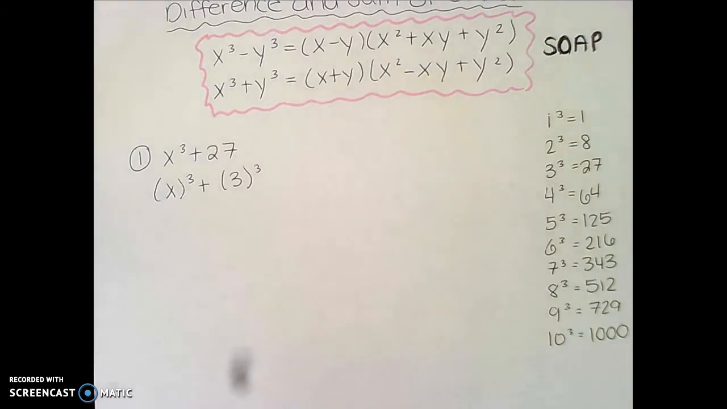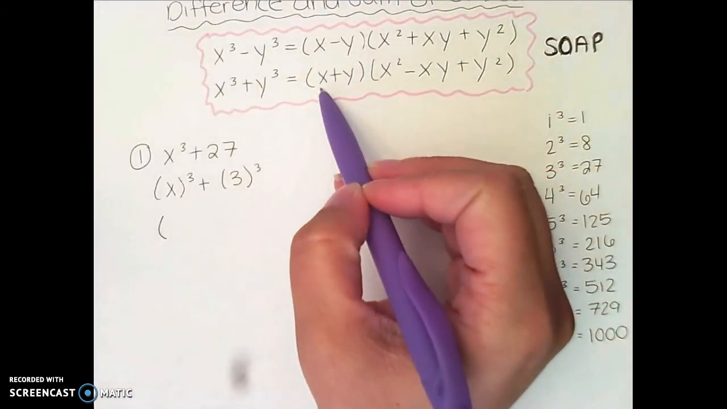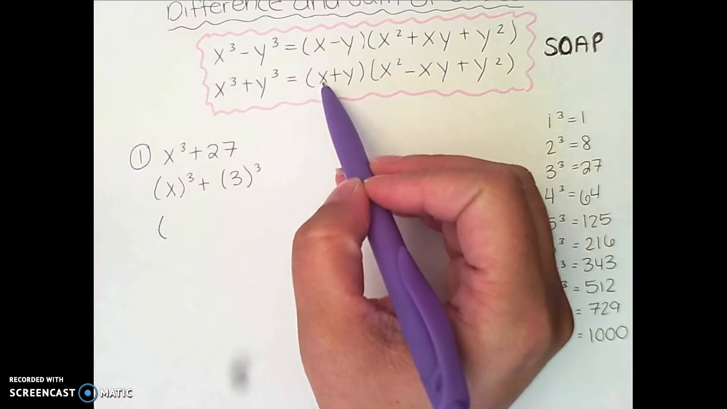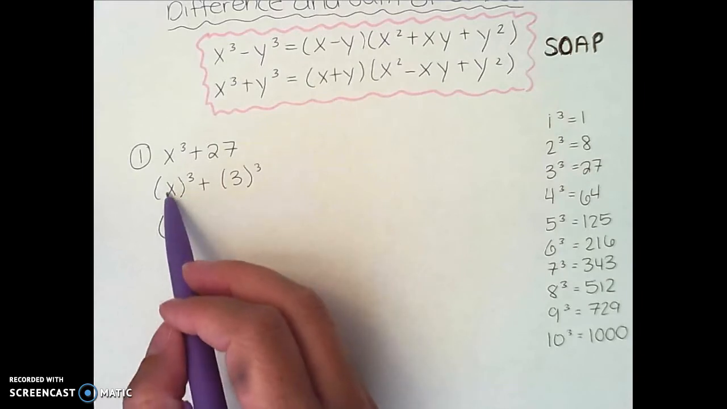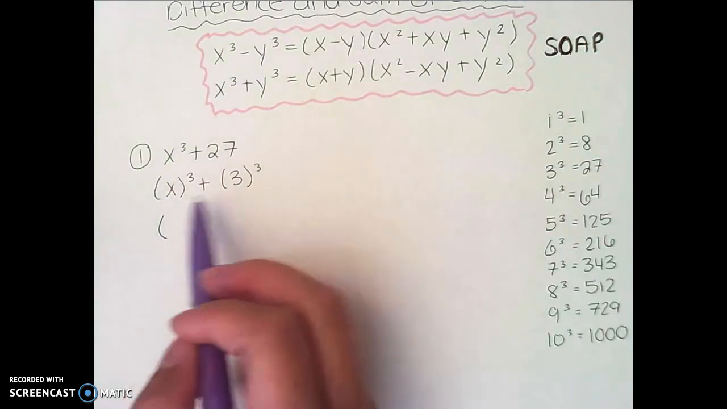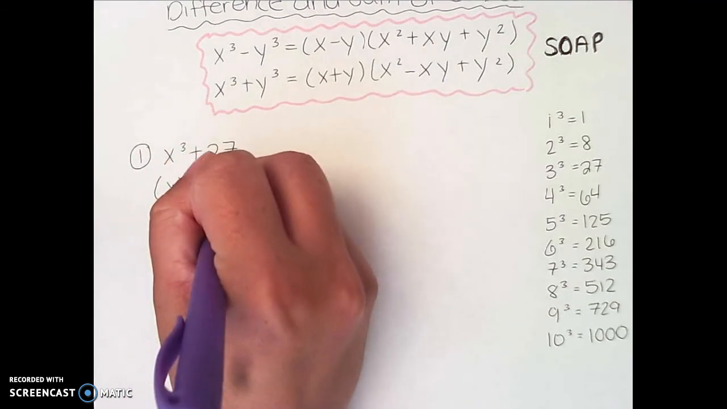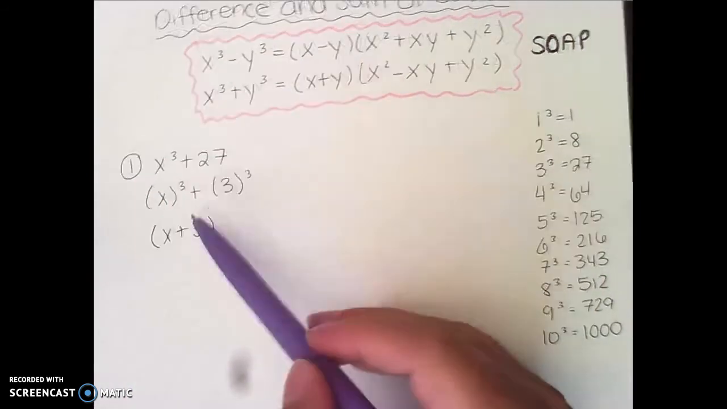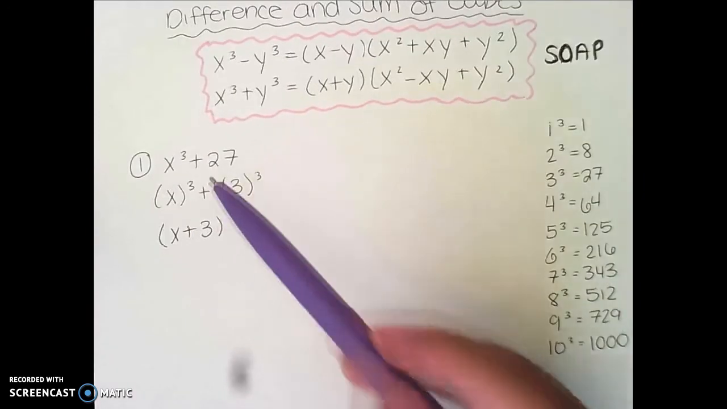Okay, so we're going to set up the first set of parentheses. What we're going to do first is just take the first term and the second term and add them together. And when I say term, I'm talking about what is being cubed. So I'm going to have x plus 3. Again, my sign is going to start as the same as the problem.